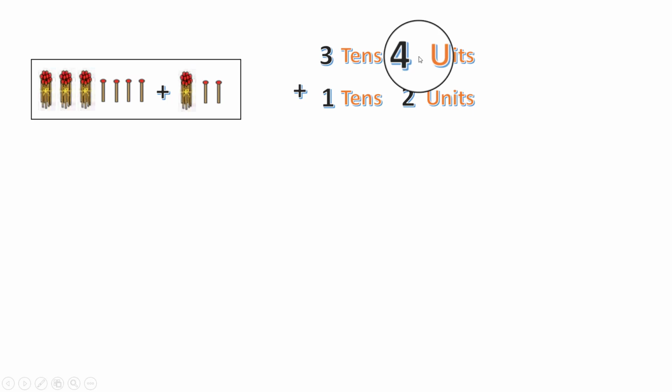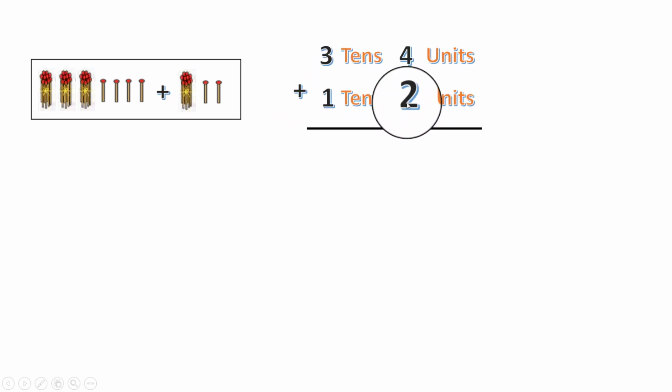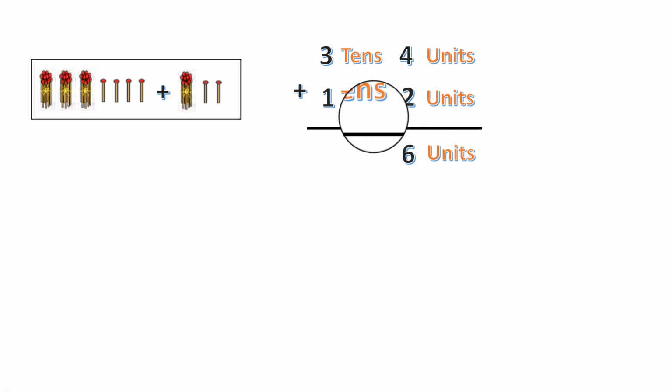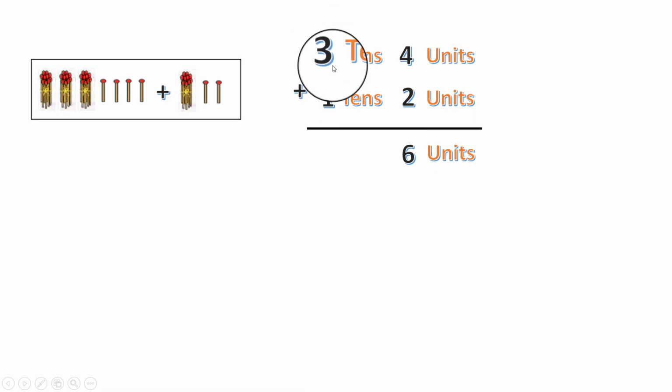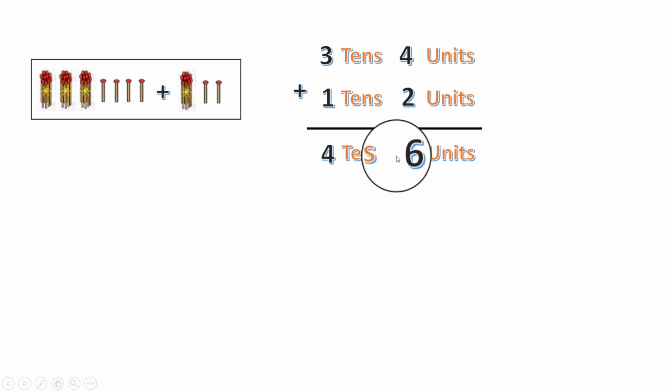3 tens and 4 units plus 1 ten and 2 units is equal to, 4 and 2 are unit place and when we add them we get 6 units. In this way we get 6 units, and 3 and 1 are tens place. When we add them we get 4 tens. 34 plus 12 means 46.